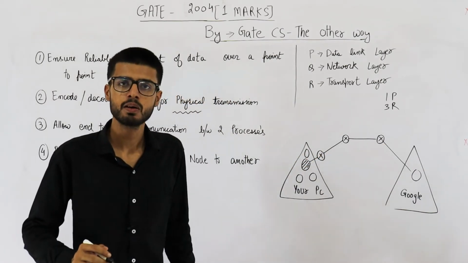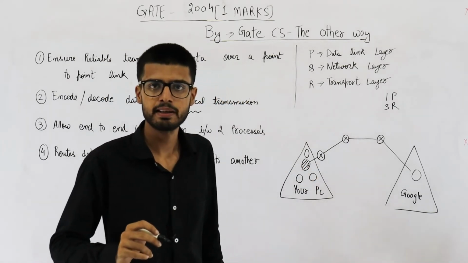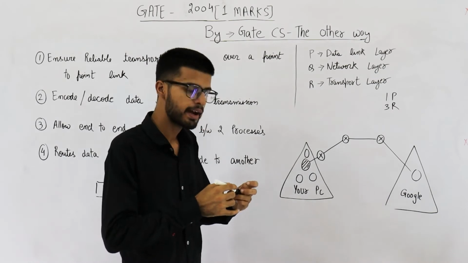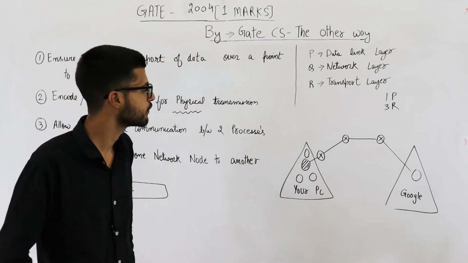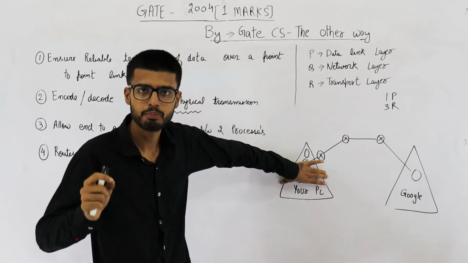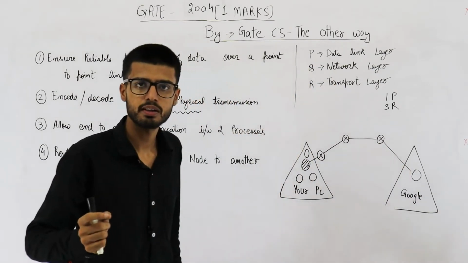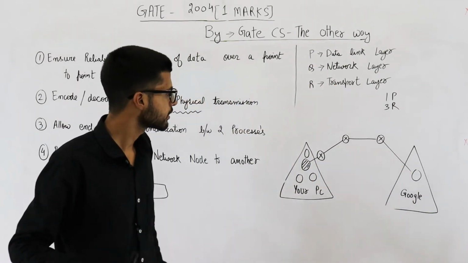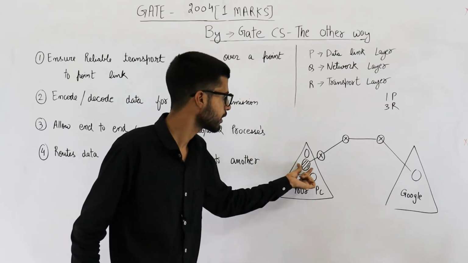There is also something called host-to-host delivery. Host-to-host delivery is taken care of by the network layer. The network layer has IP addresses. An IP address can only identify one machine. So this machine will be identified at the network layer by an IP address, and this machine will be identified at the network layer by an IP address. But using only IP addresses, you cannot identify which process you are talking about.